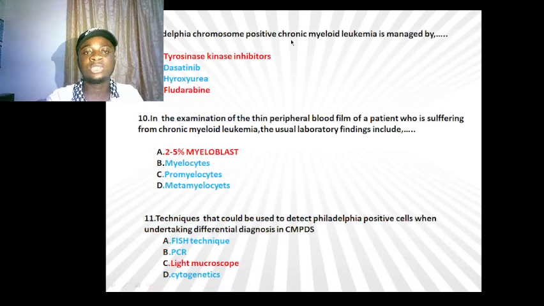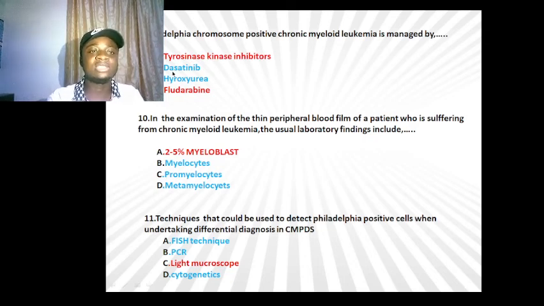So 9, Philadelphia chromosome positive chronic myeloid leukemia is managed by: A, tyrosinase kinase inhibitors. Look at this, it is tyrosinase. So the examiners, they are very bad. Instead of tyrosine kinase, he said tyrosinase kinase. So if you are a student and you don't take care, you also choose and you say, oh, I've passed, but you have failed. So it's tyrosine kinase inhibitor, not tyrosinase kinase. Okay, so it's false.